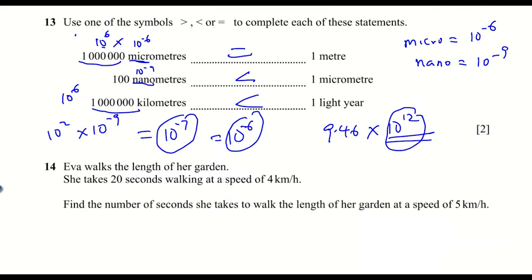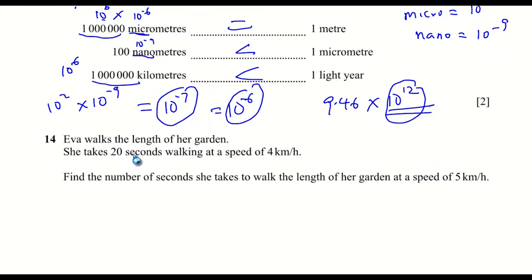So let's go to question 14. Eva walks the length of her garden. She takes 20 seconds walking at a speed of 4 kilometers per hour. Find the number of seconds she takes to walk the length of her garden at a speed of 5 kilometers per hour. Okay, so if you observe very well, you see that this is an inverse proportion. As the speed increases, the time is expected to decrease. That is how I know that this is an inverse proportion.